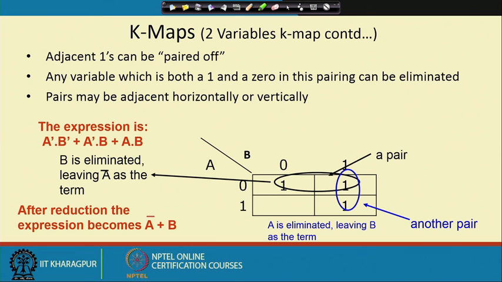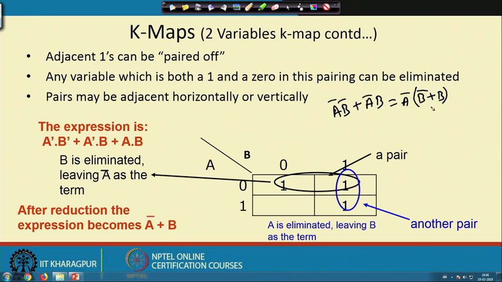So, here it is A bar B bar plus A bar B. If I do a simplification, A bar B bar plus A bar B, and I take A bar out, I get B bar plus B. This B bar plus B is equal to 1. So, this simplifies to A bar.